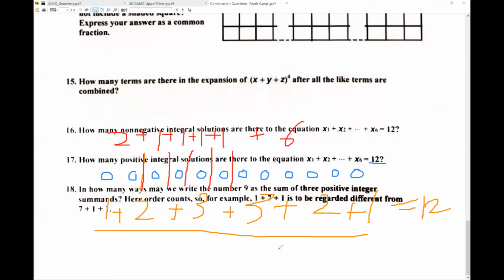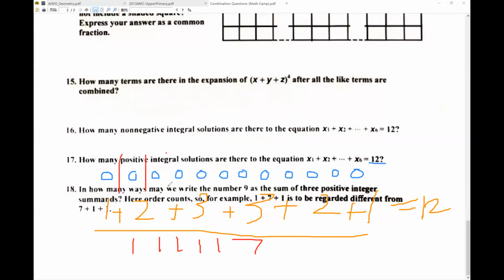Okay, so the first one, how can we find 1, 1, 1, 1, 1, 7? How can I do this one? Find the corresponding one. If the solution is 1 plus 1 plus 1 plus 1 plus 1 plus 7, we can still find the 5 bars to separate them. So the answer is here, here, here, here, and here. So this is 1 plus 1 plus 1 plus 1 plus 1 plus 7, exactly corresponding to this one.